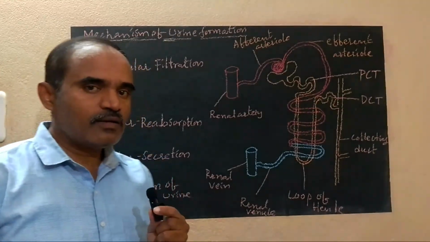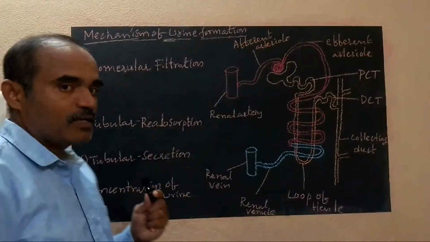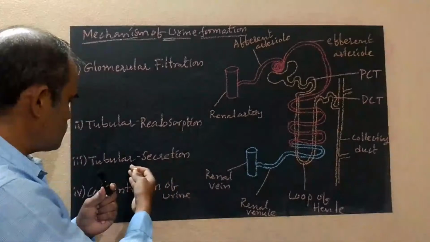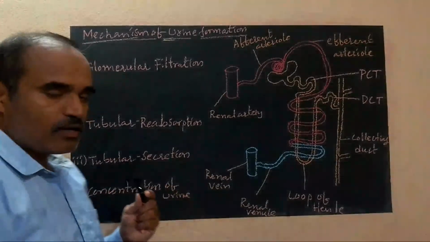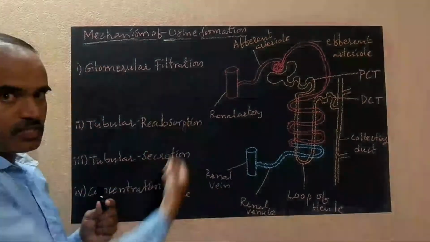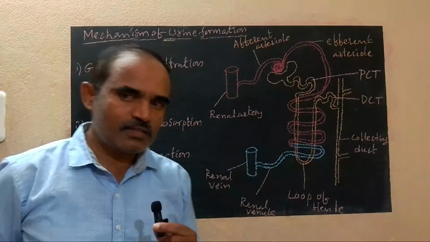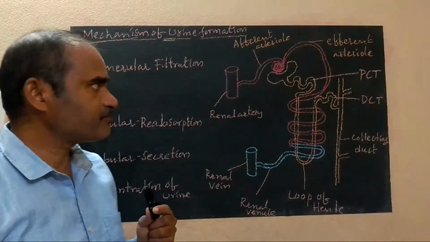Four stages. So first one is glomerular filtration, tubular reabsorption, tubular secretion, and concentration of urine. Four stages. So you know that already we have discussed the structure of the nephron.